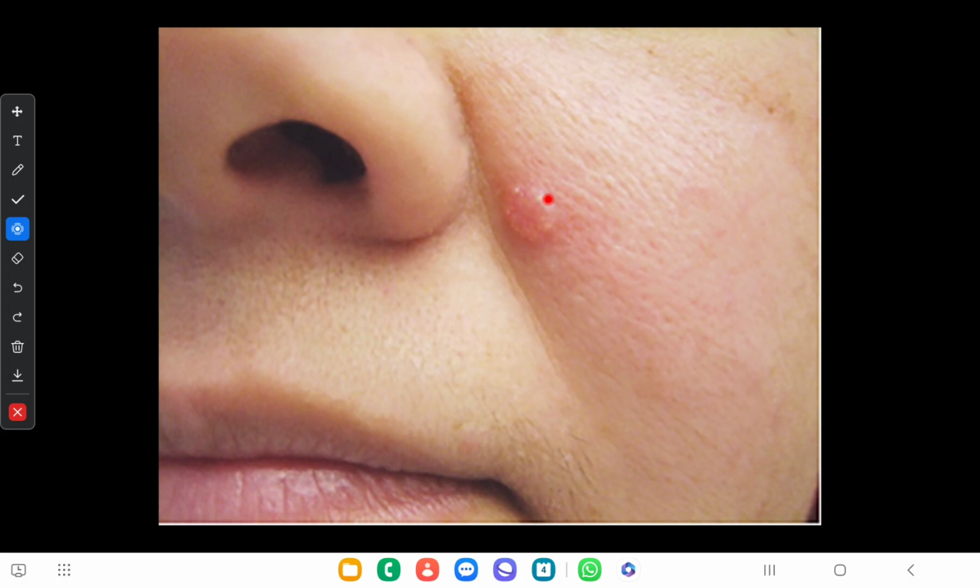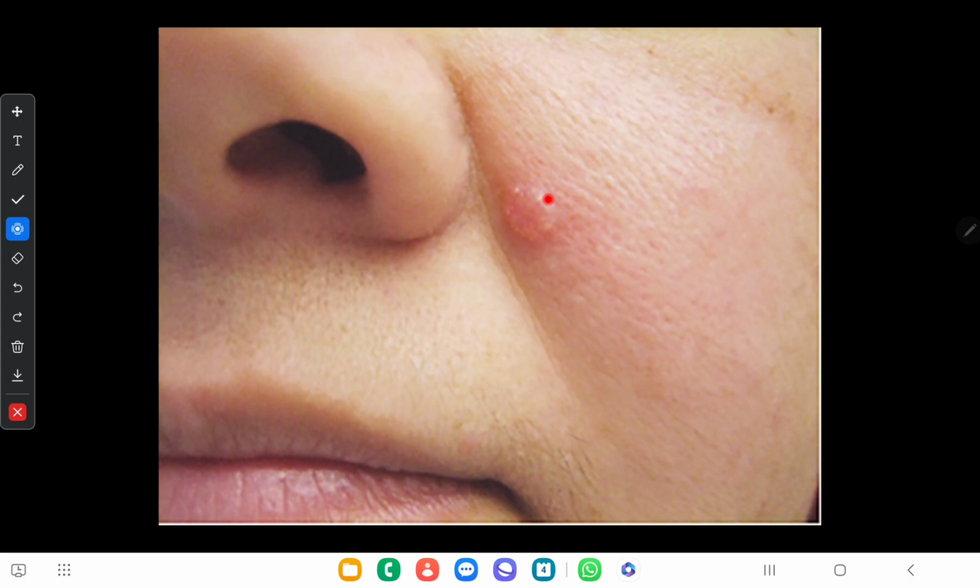Later its center may break out and become an ulcer with rolled edges. Here you have to remember, in basal cell carcinoma, no metastasis occurs.